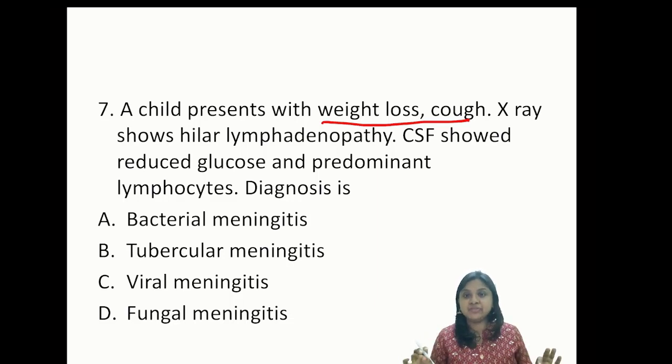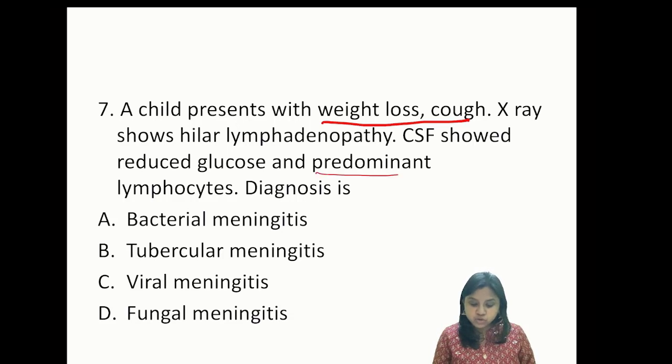X-ray shows hilar lymphadenopathy, and CSF, very characteristic, it's predominant lymphocytes. If it was written predominant neutrophils, then I would have preferred bacterial meningitis. So both these points are very important. Reduced glucose with predominant lymphocytes. My answer is going to be tubercular meningitis.